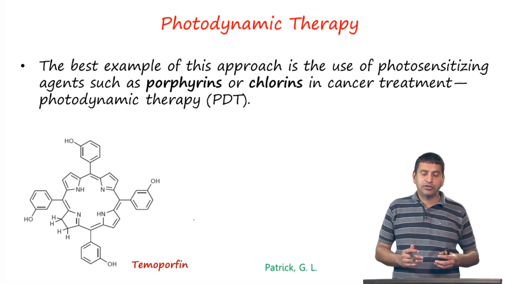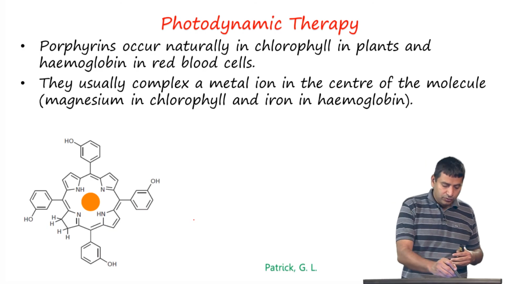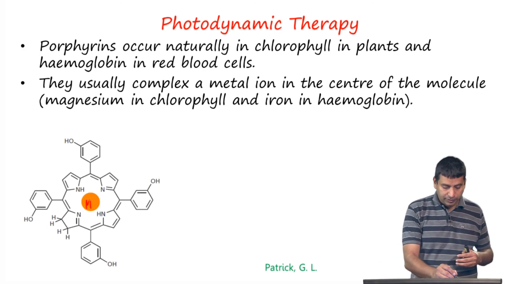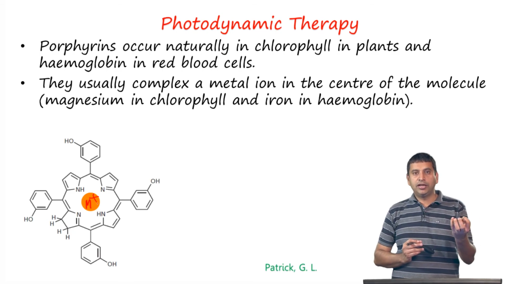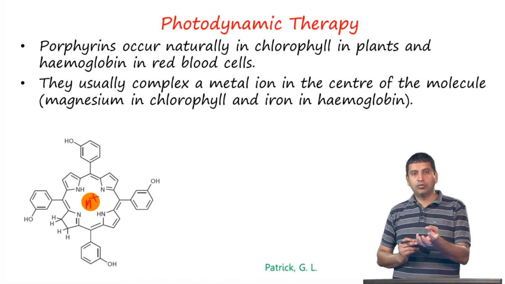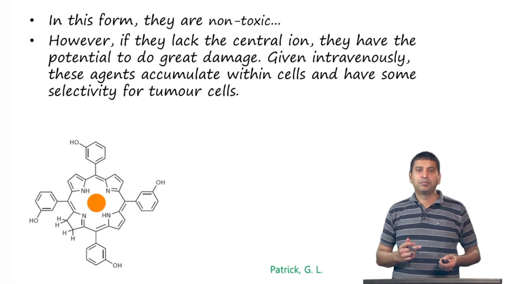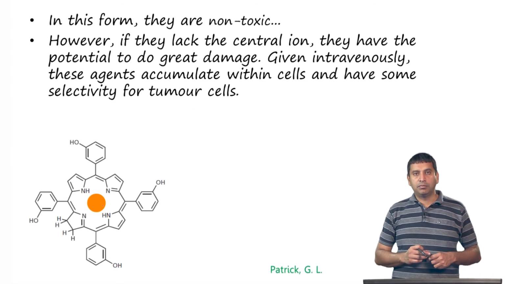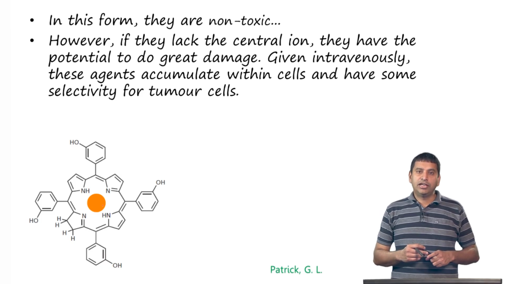Here these molecules inside our normal cells are actually bound to metal ions. So, here is a metal ion that is typically present, and once this metal ion is chelated to this porphyrin, these are extremely stable. The examples are magnesium in chlorophyll or iron in hemoglobin, and since these are naturally present, they are extremely stable, and in this form they are quite well tolerated and non-toxic. However, when they do not have the central ion, then these agents become very toxic.